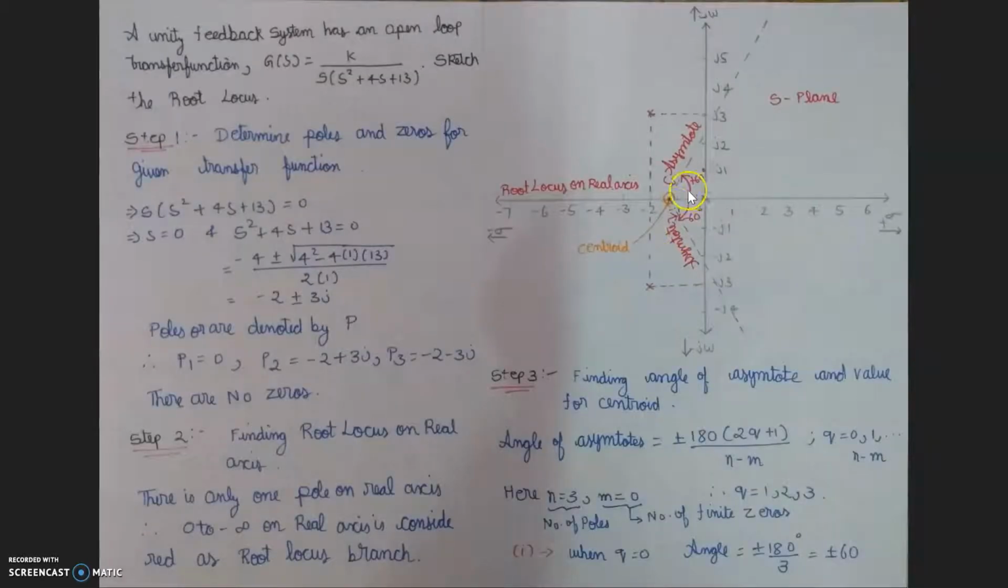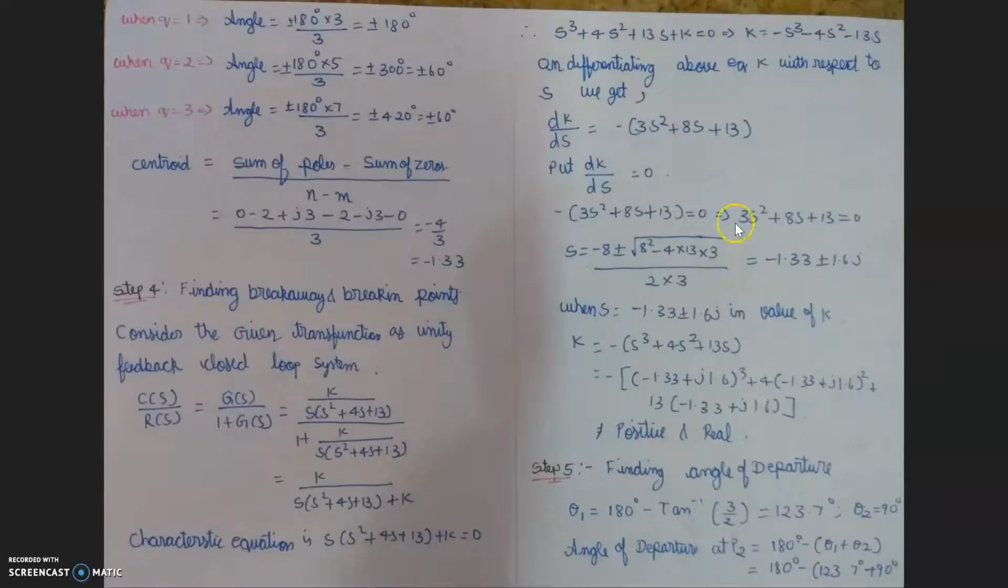So here we have taken minus 1.33 as a point, and we have calculated the asymptote angle to be 60 degrees. Therefore we take plus 60 and draw an infinite line, and we take minus 60 and draw an infinite line. So we have completed step 3, and we are moving on to the next step, that is, to find the breaking and breakaway points.